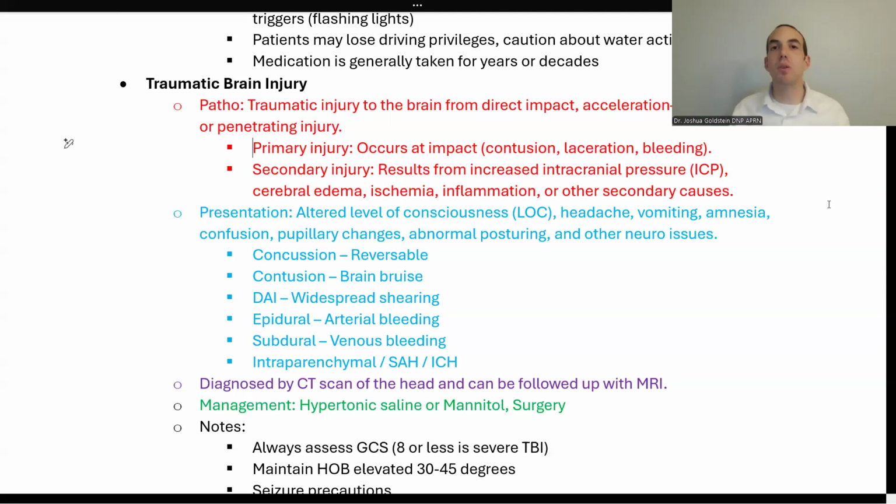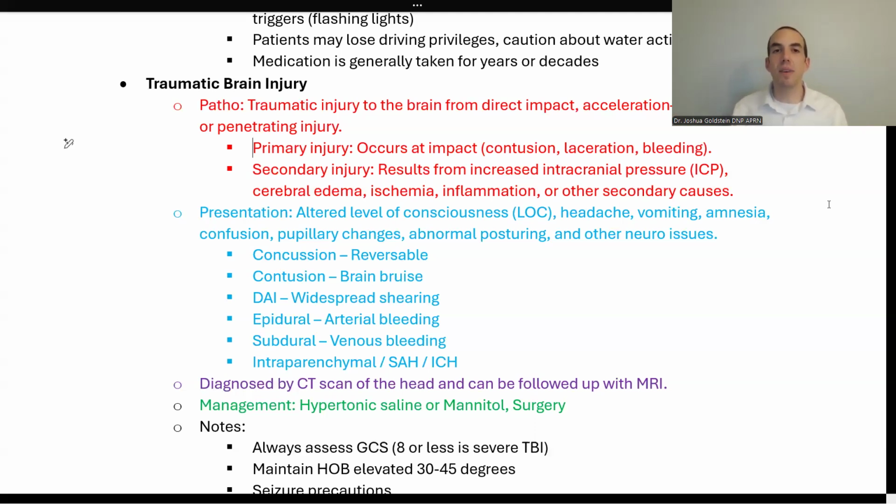Subdural is different. Subdural presents where the patient has, again, taken a bat to the head, and now they don't necessarily have that acute loss of consciousness, but very quickly we start to see signs and symptoms, and they get worse and worse and worse, and that would be the classic subdural presentation. Next, we have intraparenchymal, subarachnoid hemorrhage, intracerebral hemorrhage. These are all bleeding in the brain itself.